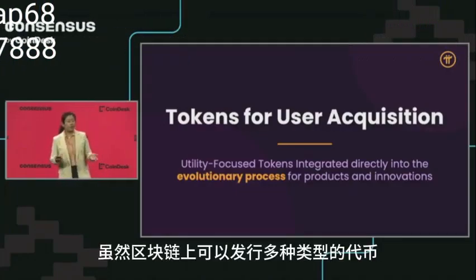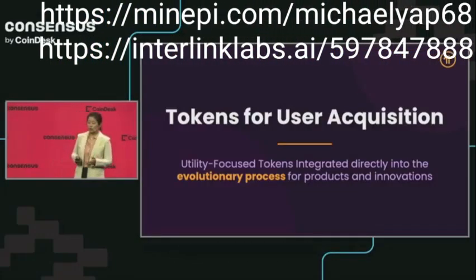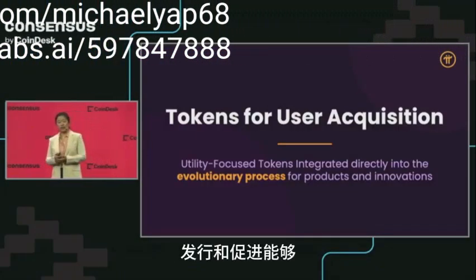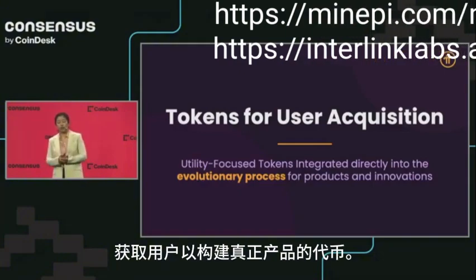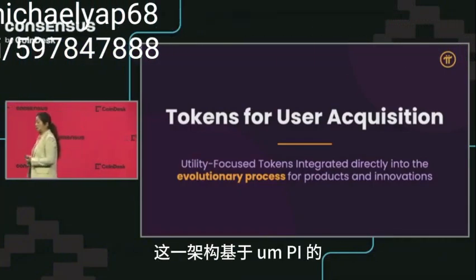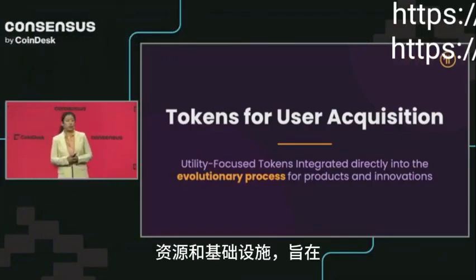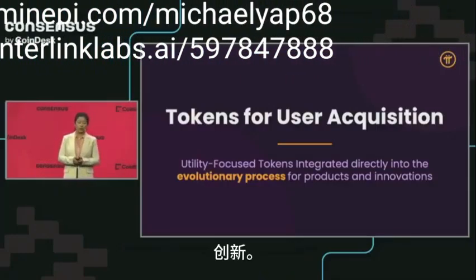While many types of tokens can be issued on blockchain, Pi currently focuses on launching and facilitating tokens that acquire users to build real products. This construct is based on Pi's resources and infrastructure, and aims at building utility and product innovation.